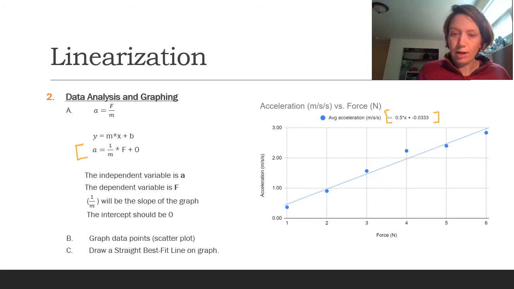So I've got my acceleration on the y-axis, force on the x-axis, all my data points, and as we are predicting, the slope on the graph is actually going to be equal to 1 over m, and that's why this equation is going to be really useful.